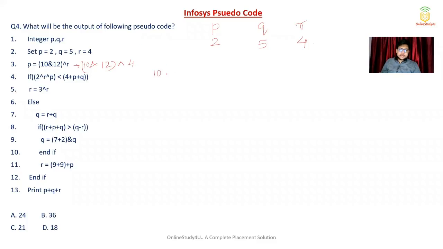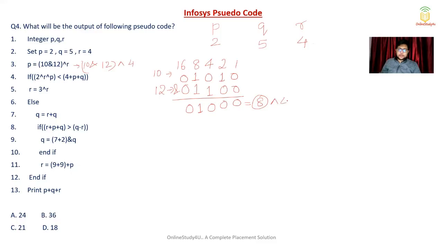How can we represent 10? 1, 2, 4, 8, 16. Okay, how can we represent 10? It can be represented as 8 plus 2, and rest bits will be 0. And how can we represent 12? 12 can be represented as 8 plus 4 and rest bits will be 0, and we have to do its AND. So 0, this is 0 as well, this is 0 as well, this will be 1, and this is 0 as well. So basically 10 and 12 is equal to 8, and we have to do its XOR with 4.